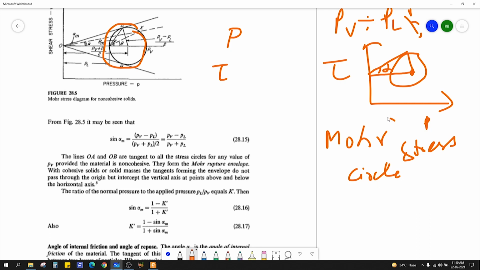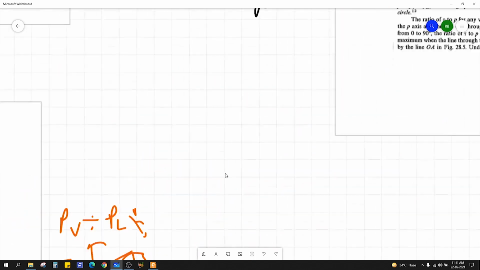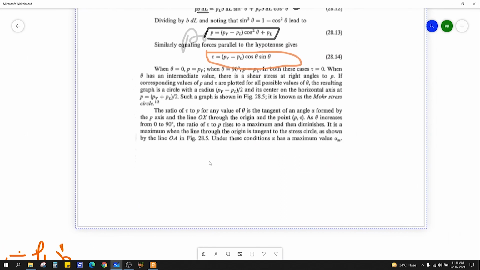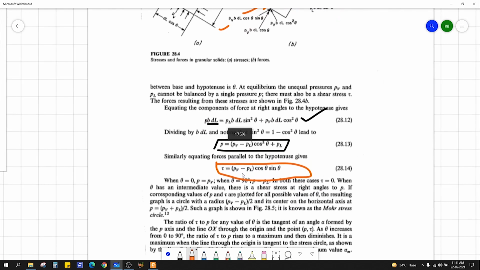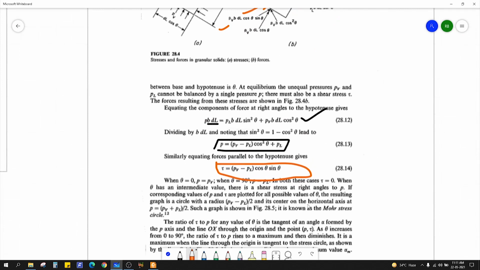This Mohr stress circle has its center at P equal to (PV plus PL) by 2, and the radius of that circle is (PV minus PL) by 2. Fine.